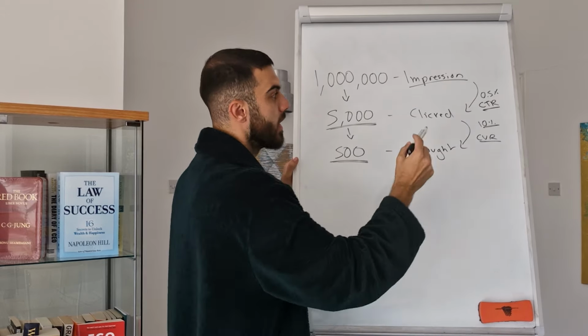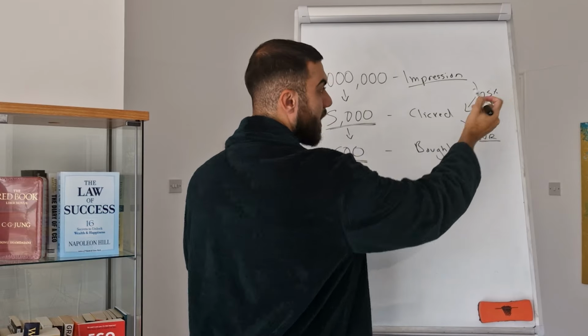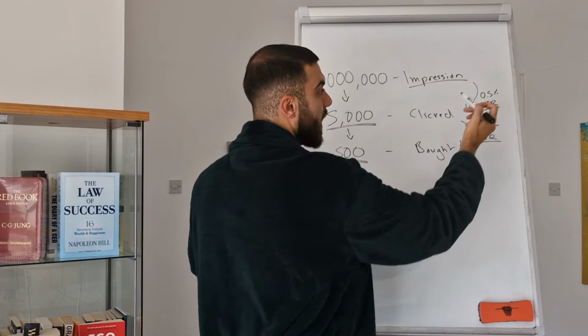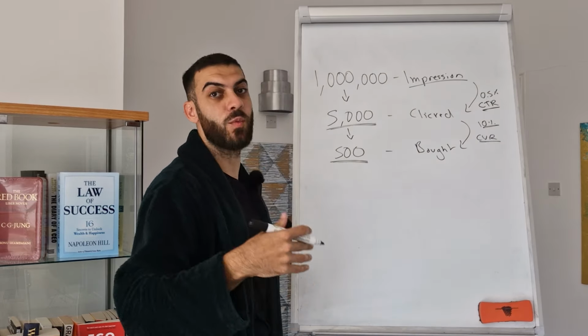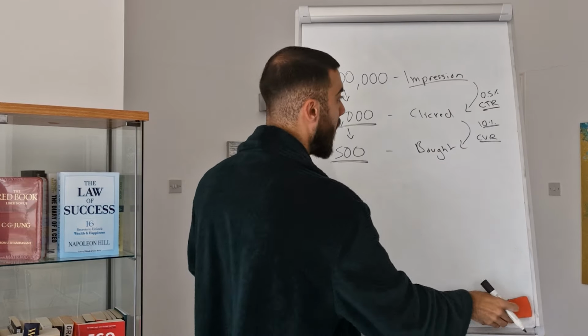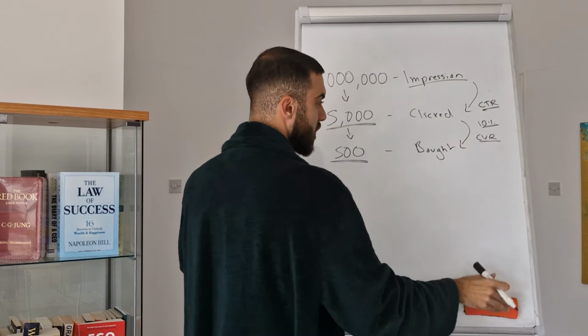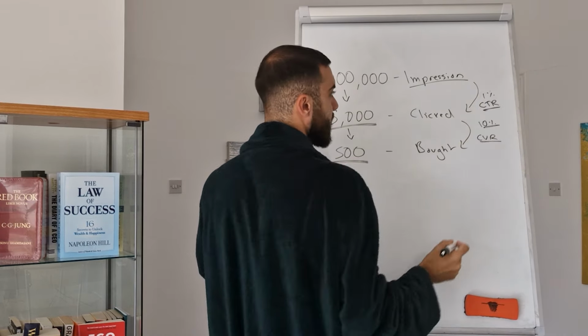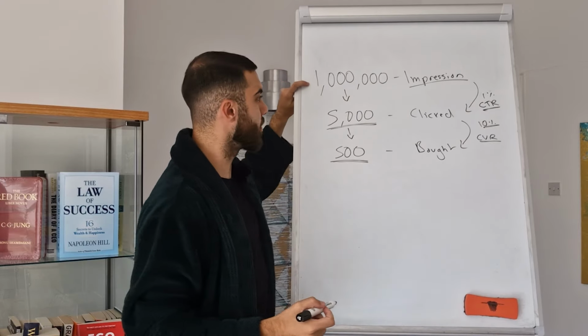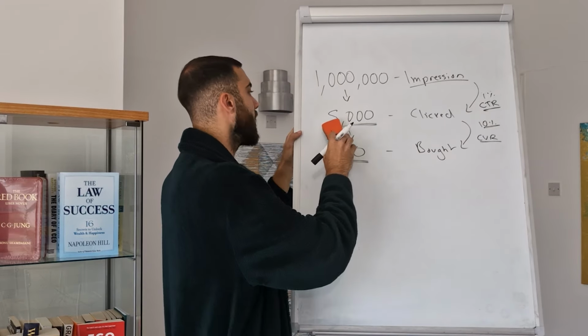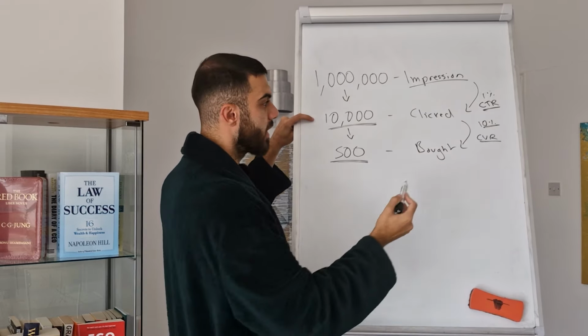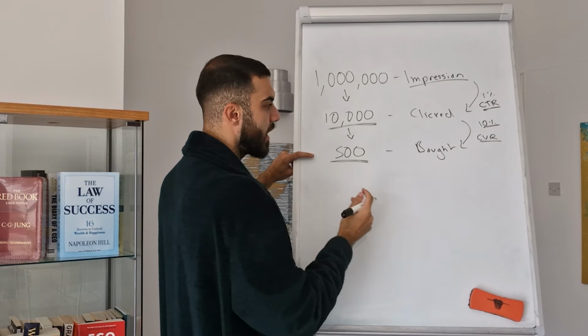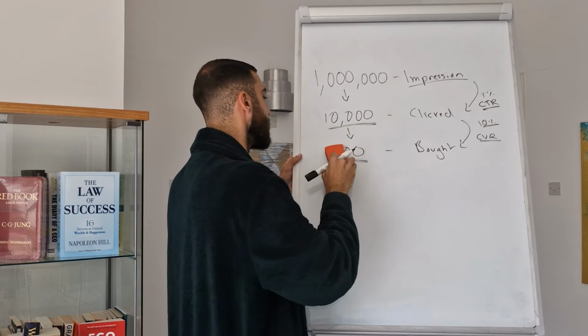So I'm going to show you how to actually get this higher. Instead of a 0.5% click-through rate, you can get a 1% click-through rate. And guess what happens when you get a 1% click-through rate? Let's not change anything else. We just get a 1% click-through rate. That means out of 1 million impressions, we actually get 10,000 clicks. And now that we have 10,000 clicks at a 10% conversion rate, that's not 500 sales. That's, in fact, 1,000 sales.